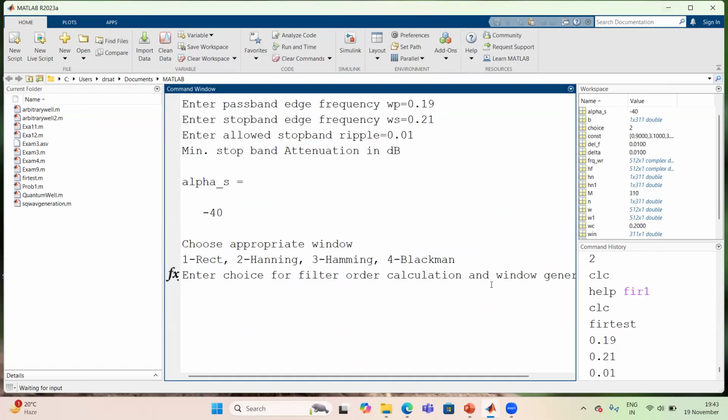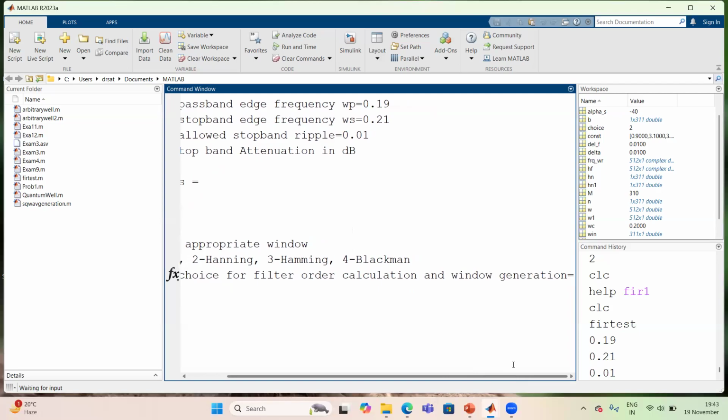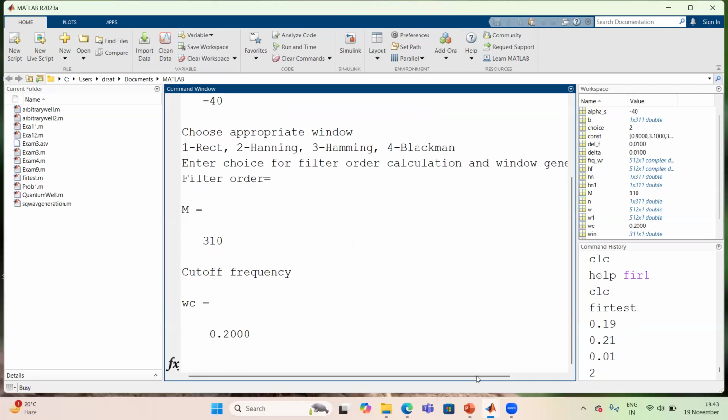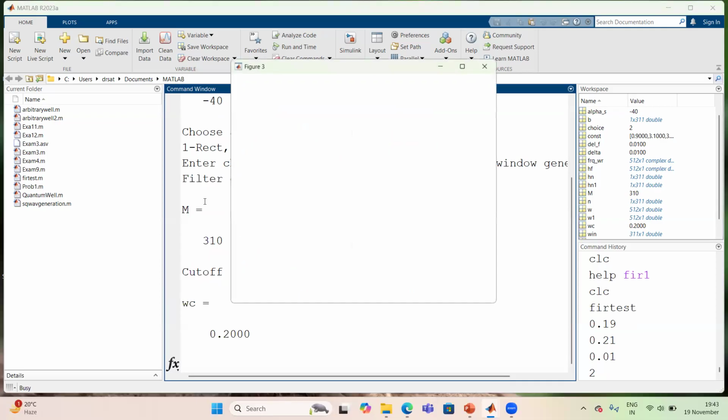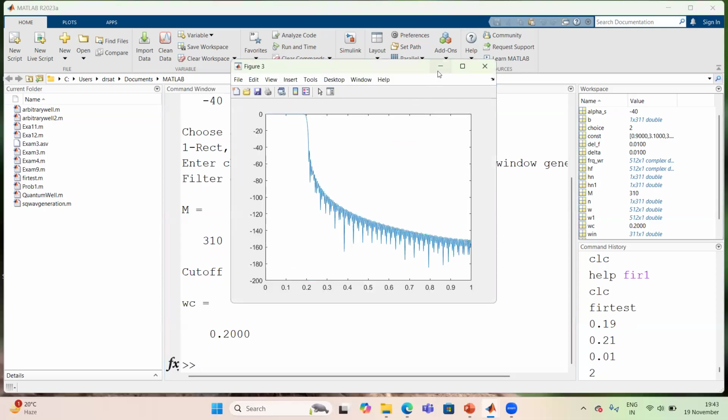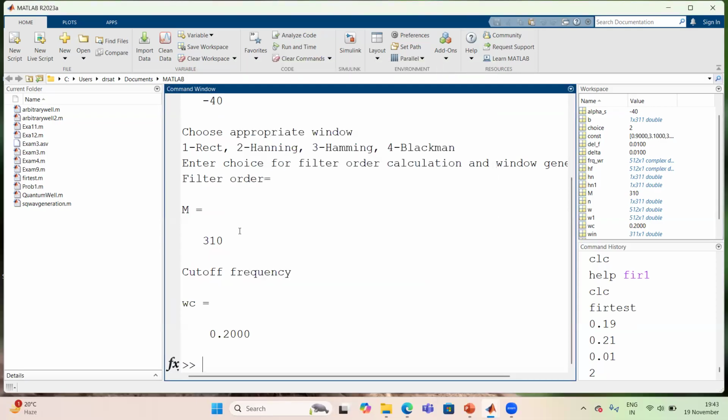Let us suppose that first we choose the Hanning window. You just give your choice equal to 2. If you write 2 here, it will take the Hanning window, and it has calculated the order of the filter, which is equal to 310, and the normalized cutoff frequency is coming out to be 0.2.